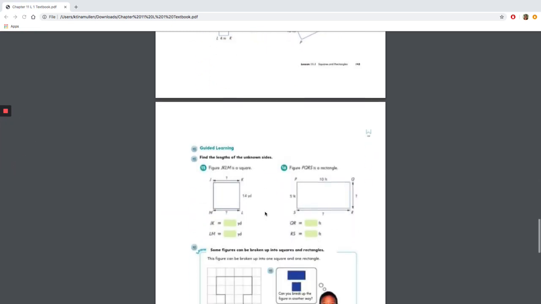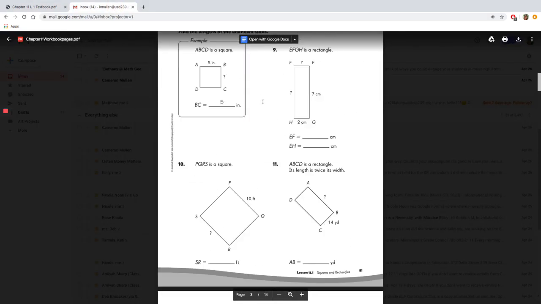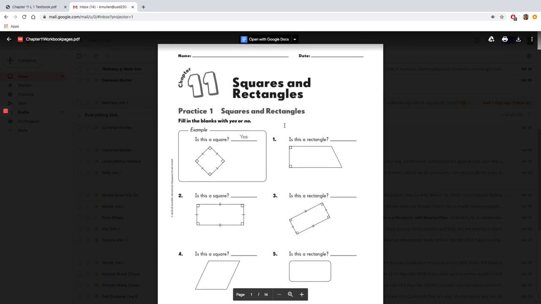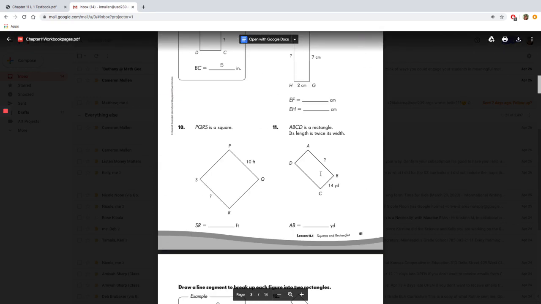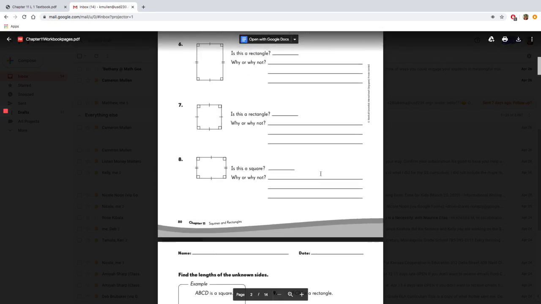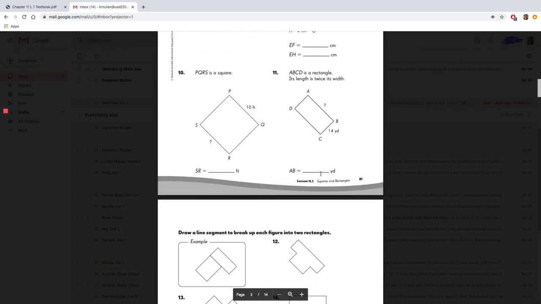That is squares and rectangles. You are going to be doing your math workbook, pages 79 through 82. The assignment looks like this: squares and rectangles. It'll just ask you to identify if things are squares or rectangles. Keep in mind that squares are rectangles. So if it's a square, it is a rectangle. But if it's a rectangle, it's not necessarily a square. Okay?